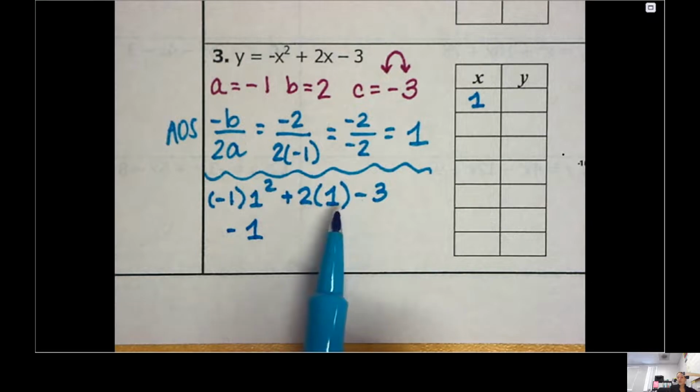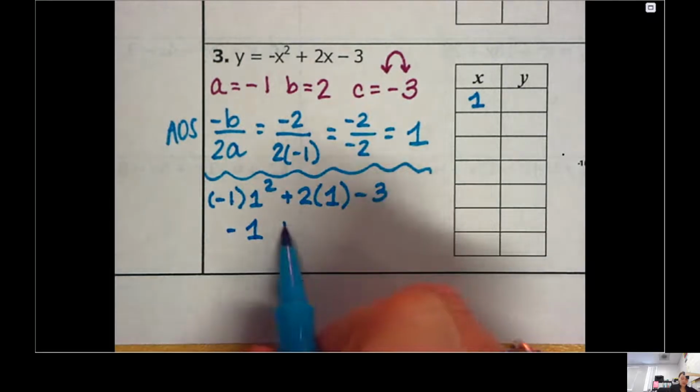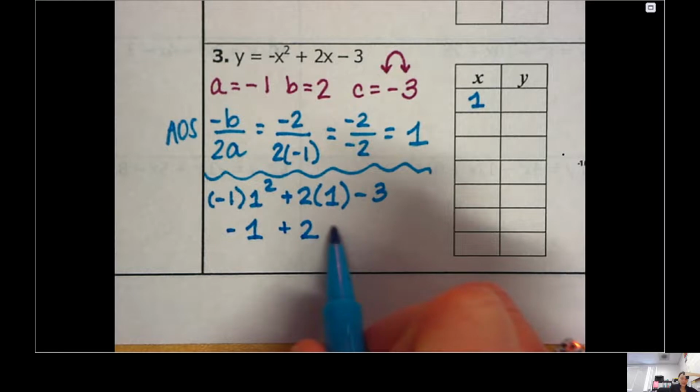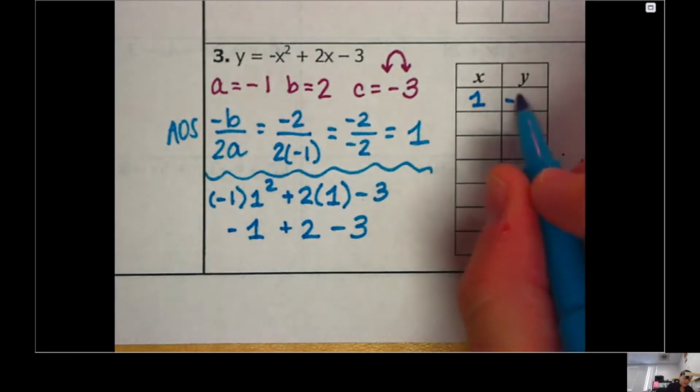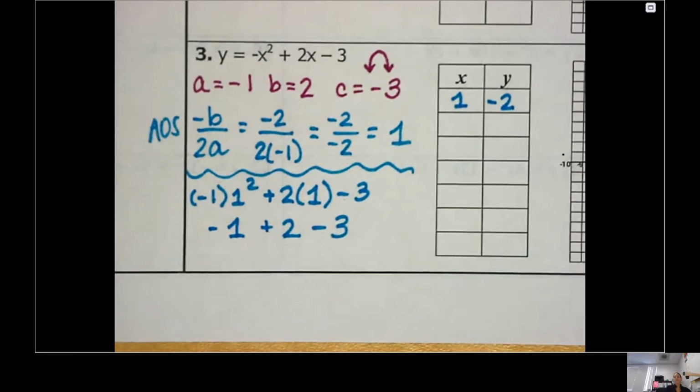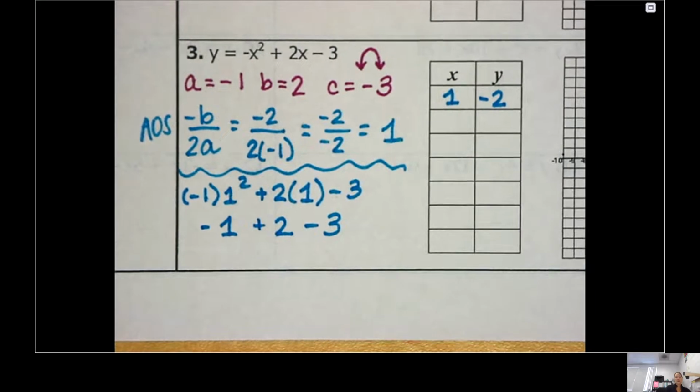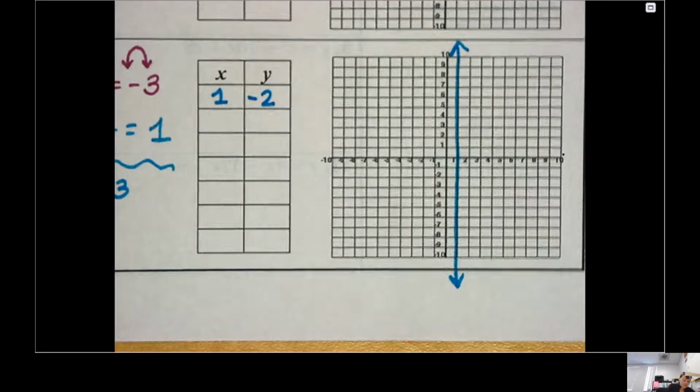Positive 2 times positive 1 is 2. And then minus 3. So what is negative 1 plus 2 minus 3? Maybe you put it in your calculator. Negative 2. Good. So the point is 1, negative 2. I'm going to come over here to my graph, and I'm going to plot the point 1, negative 2.